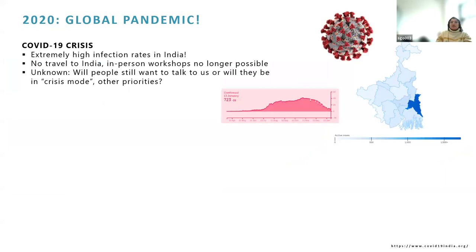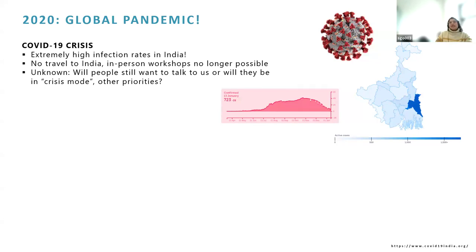So this was our original plan in the project for how we would do that pathways building process. But our project happened to be during the global pandemic. So by 2020, which was around the time where we wanted to initiate our pathways building efforts, the COVID-19 crisis hit. So there was extremely high infection rates in India, as you know. There was no travel possible, no in-person workshops were possible.